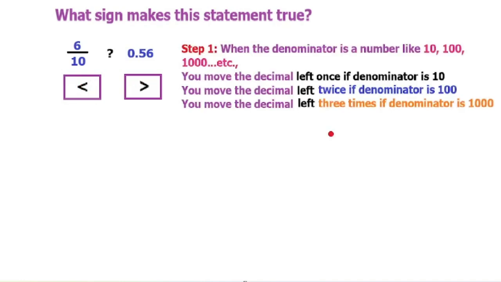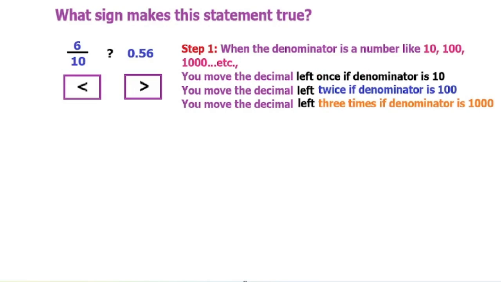So step 1. When the denominator is a number like 10, 100, 1,000, etc., you move the decimal left once if the denominator is 10. You move it left twice if the denominator is 100. You move it left 3 times if the denominator is 1,000, and so on. Okay, so for this one, we're going to worry about if the denominator is 10. So we move the decimal left once.